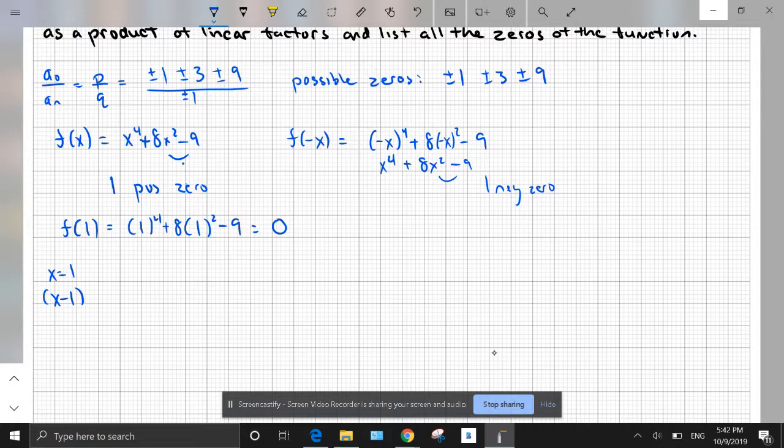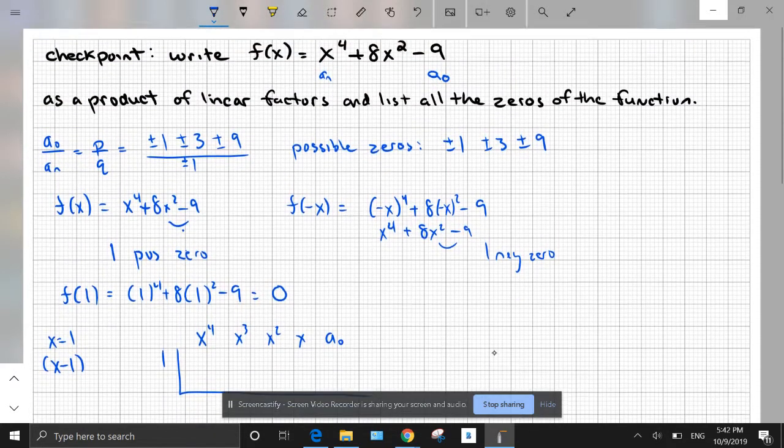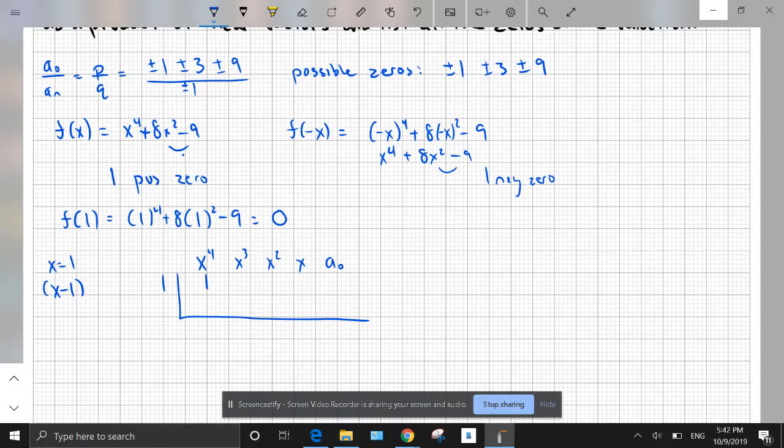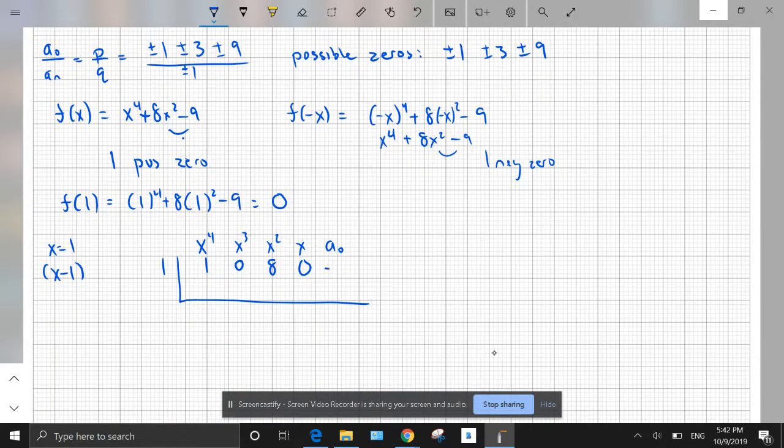Let's go ahead and use synthetic division. So 1. We have x to the fourth, x cubed, x squared, and x and our number. So we have x to the fourth is 1. We're missing a cube, so it's 0. x squared is 8. We're missing an x, so that's 0. And then we have our number, negative 9.